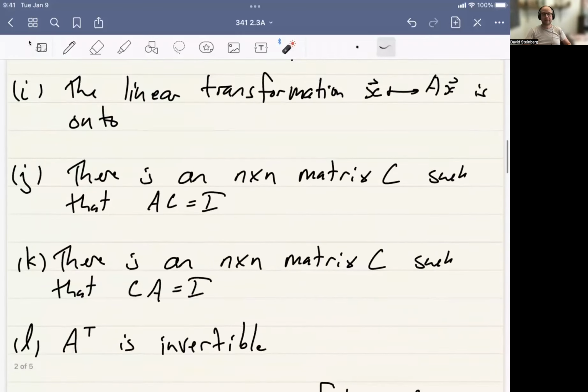And then finally, the last, for me personally the least interesting of the bunch: the transpose is invertible. Okay, fine.